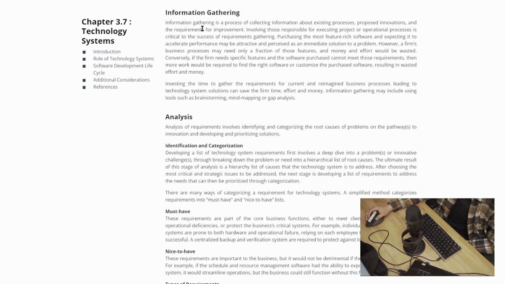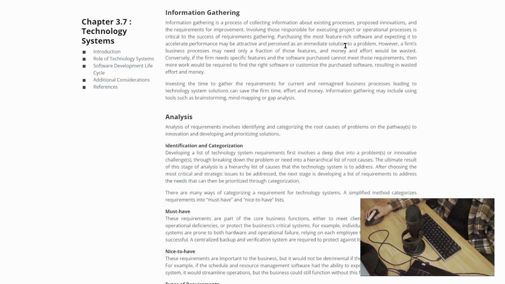Information gathering. Information gathering is a process of collecting information about existing processes, proposed innovations, and the requirements for improvement. Involving those responsible for executing project or operational processes is critical to the success of requirements gathering.